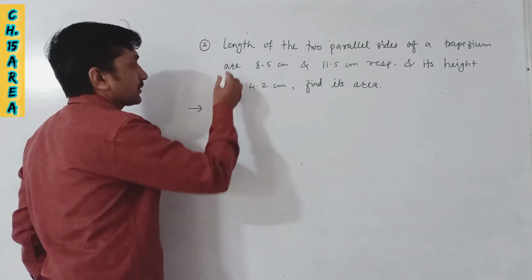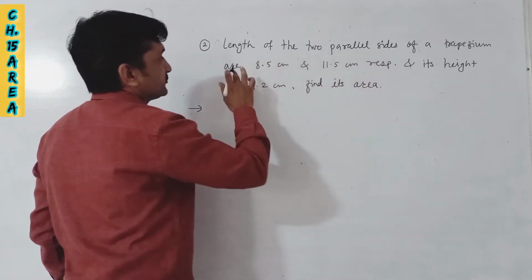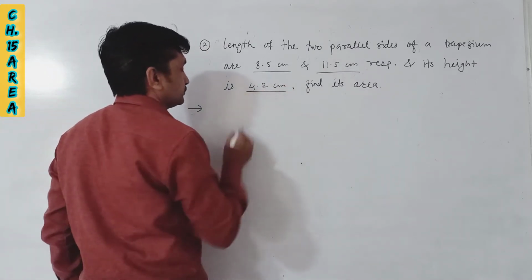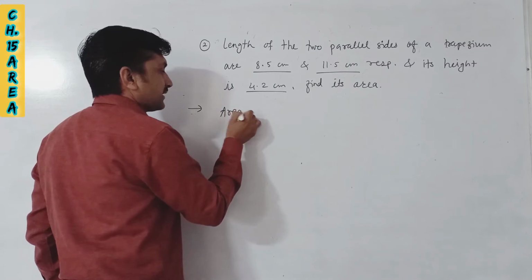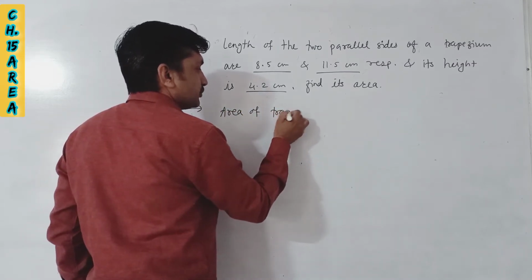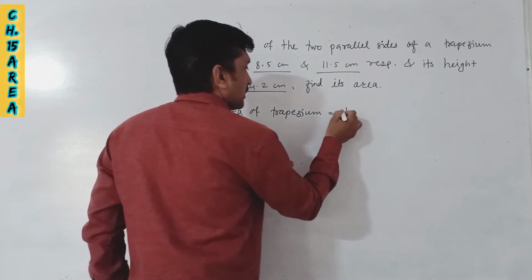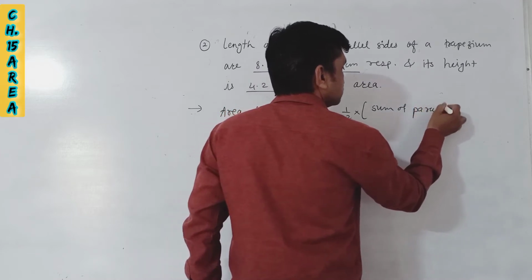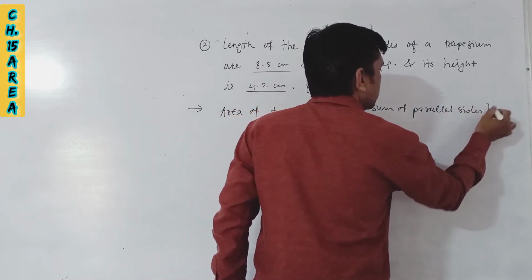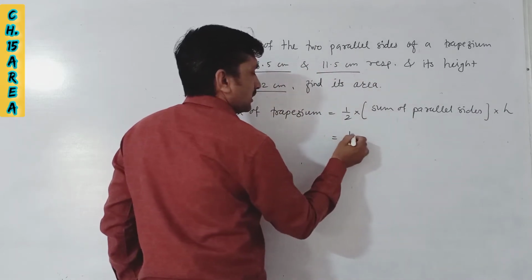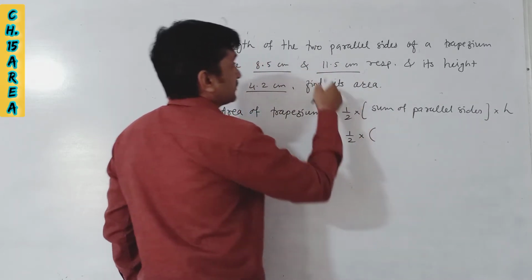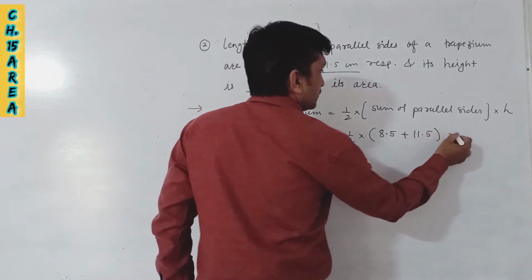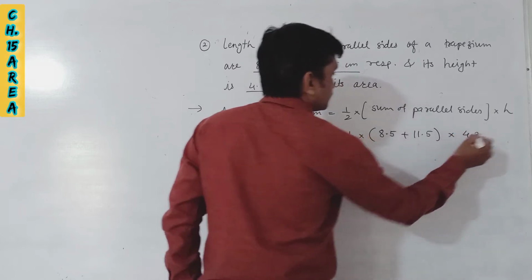It is very easy. Length of two parallel sides of trapezium are 8.5 and 11.5. These are two parallel sides and its height is 4.2. Find the area. Therefore we can start directly from the formula. Area of trapezium is equal to half multiplied by sum of parallel sides multiplied by height, half multiplied by, now parallel sides are given here 8.5 plus 11.5 multiplied by height, which is also there, 4.2.